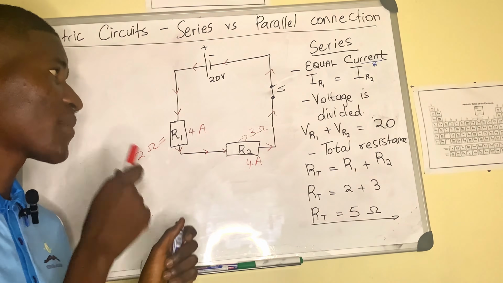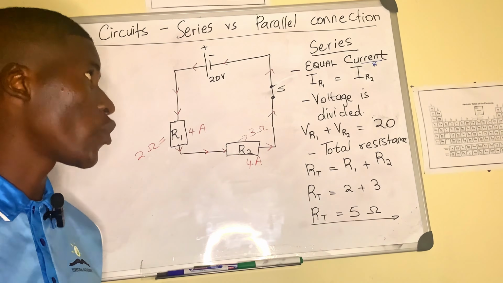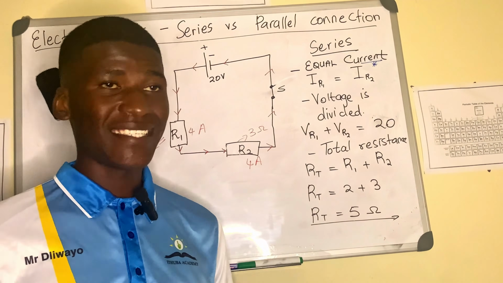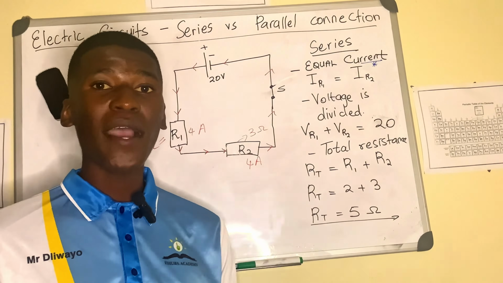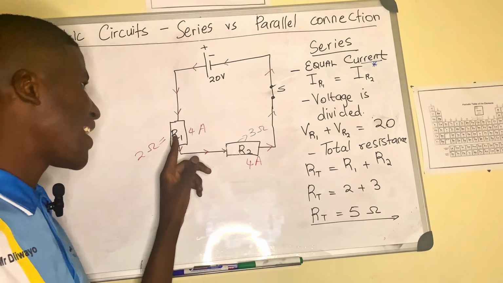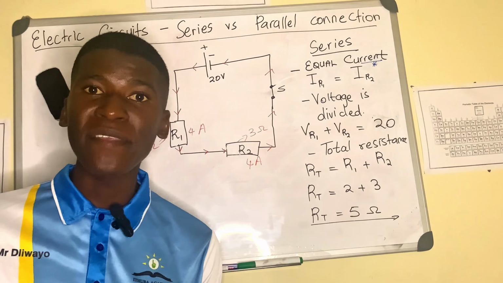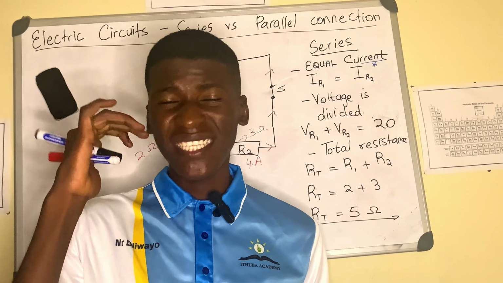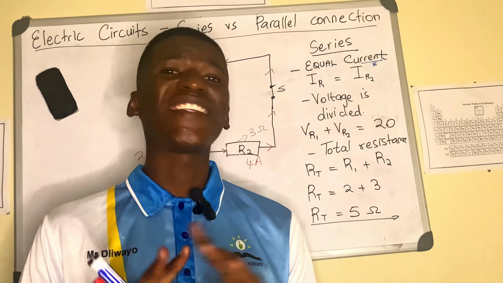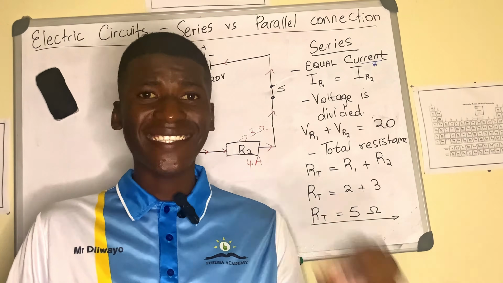So please know these facts about series circuits. Let me summarize them for you. There is equal current. This resistor and this resistor, they've got equal current. So it means here if it's 2 amperes, this is also 2 amperes. Guys, current we measure in amperes. Do not confuse current and voltage. I made a video about the difference between current and voltage. It's absolutely not the same thing. They are related, yes, but they're not the same thing.